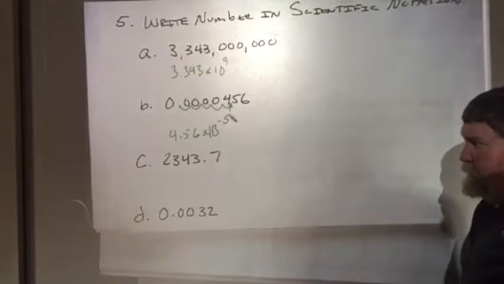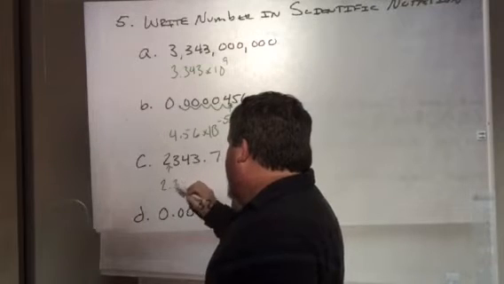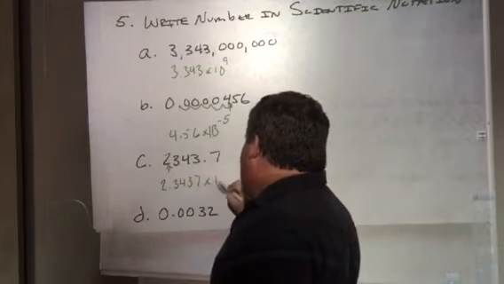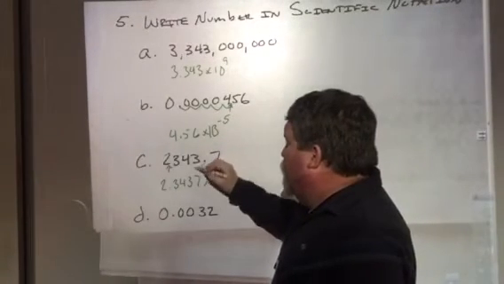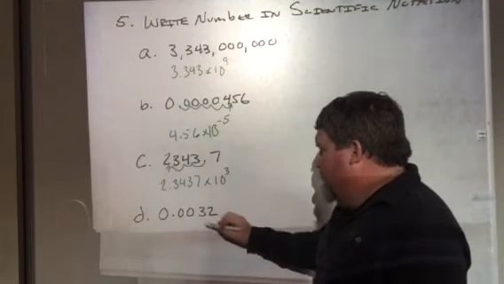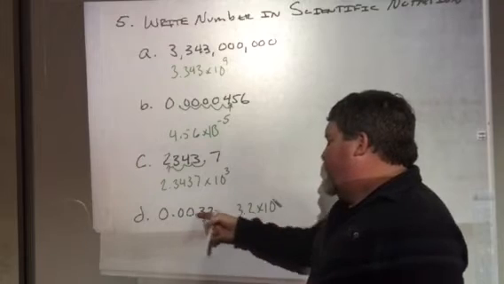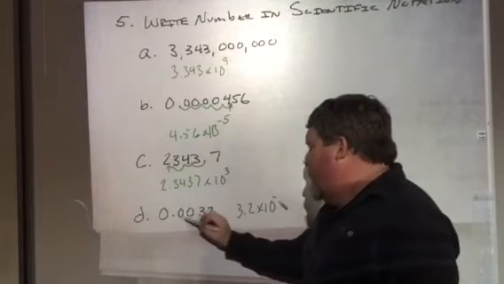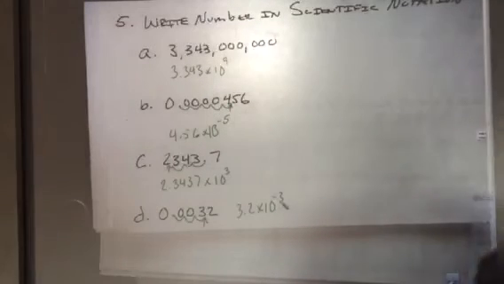On C, we want one number, so we're going to move the decimal to here. 2.3437 times 10. It's going to be positive because our number is greater than 1. We moved it 1, 2, 3 times. And for D, we're going to move our decimal to here, so we get 3.2 times 10. This is smaller than 1, so it's going to be negative. And we moved it 1, 2, 3 times. So we get negative 3.